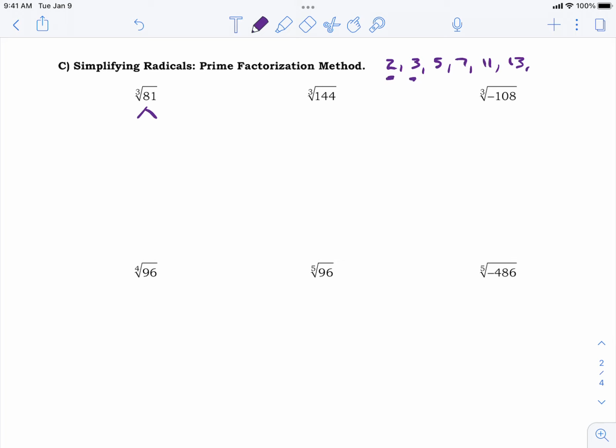Okay, I'm going to start by dividing by 3. Does 3 go into 81? And it does. It goes 27 times. Now, the 27 can be divided by 3. See, I want to keep using the 3 over and over and over again.